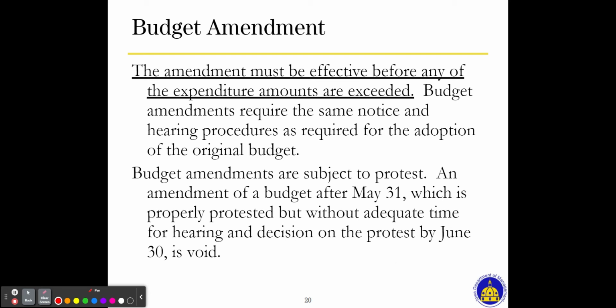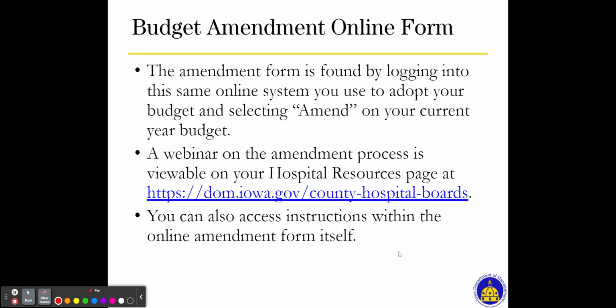An amendment of the budget after May 31st that's properly protested but without time for a hearing is actually then void. So just keep that in mind. But if you do need to amend in June, we recommend you do it, but there is a risk that if you're protested, there would not be time to render a decision by the State Appeal Board, so then your amendment would be void.